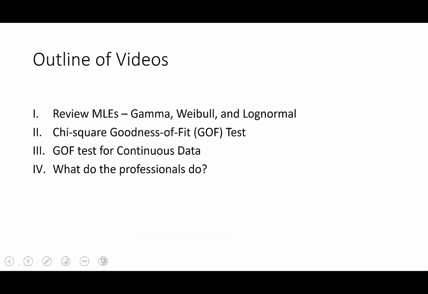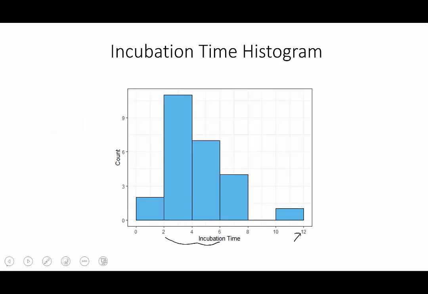So, the 4 parts we're going to include in this video series. The first one, we're going to do a brief review of maximum likelihood estimation. And we're specifically going to look at 3 distributions here: the gamma, the Weibull, and the log normal distribution. All 3 of which are kind of the most common classes to use in fitting right-skewed data like we saw in this slide right here. If I was going to draw a graph over the top of this, it would definitely have a long upper tail to it.